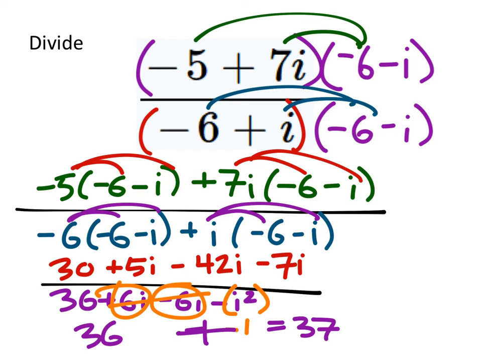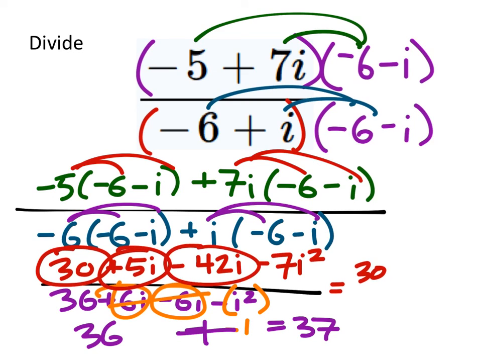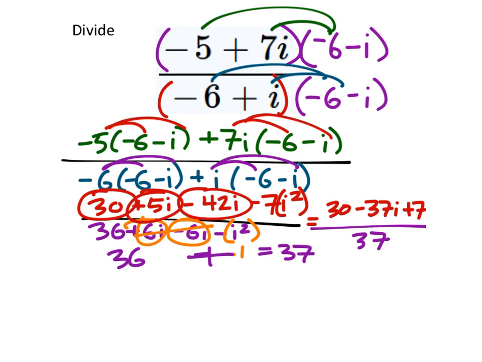Oh, I forgot in the numerator, sorry, that's negative 7i squared, right? Well, let's combine the like terms in the numerator as well. So we got this 30, there's nothing I can combine it with yet, 30. But I do have 5i and negative 42i, which is negative 37i. But that i squared is going to become a negative 1, which is just going to make that a plus 7 right there. Well then, let's combine the 30 and the 7 to give us 37. And we got negative 37i.